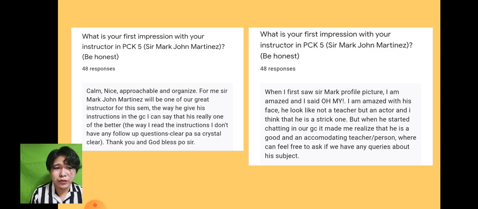So next, when I first saw Sir Mark's profile picture, I was amazed and I said, "Oh my." I am amazed with his face. He looks like not a teacher but an actor, and I think that he is a strict one. So really, do I look like an actor? So thank you so much. So maybe if I am not a teacher right now, I'll be an actor. Yes, you want to appear in Ang Probinsyano. Okay, well anyways, thank you so much for your impression, though it seems I'm not an actor.